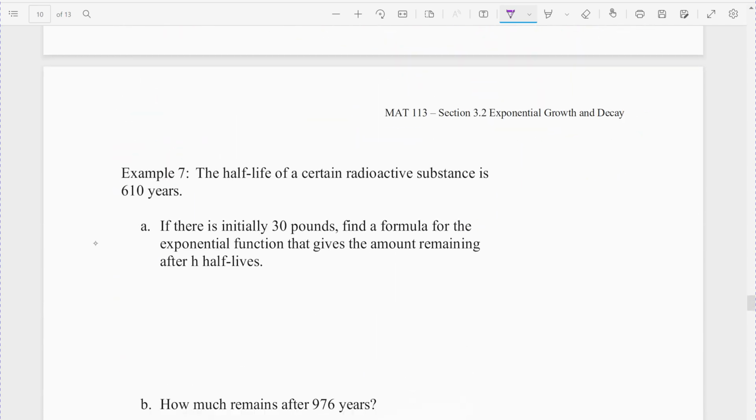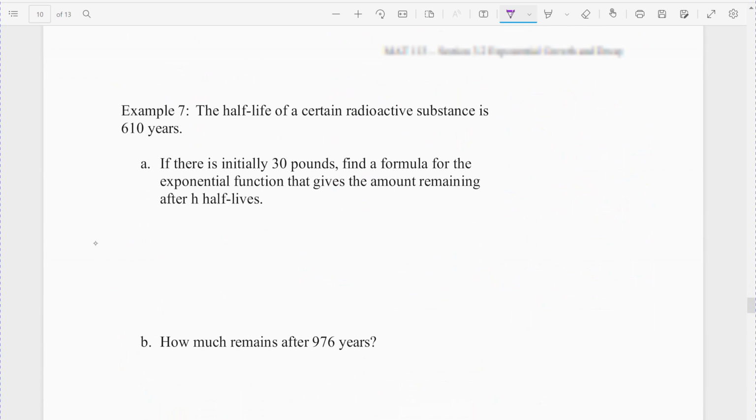All right, next example. So we're going to do a couple of examples for half-life, because like I said, half-life is the one, if you've ever taken a science class, this is almost always the one they talk about. All right, so anything that's radioactive typically has a half-life that's known. So suppose for a certain radioactive substance, the half-life is 610 years. Right, so that's how long it takes for this radioactive substance to decay.